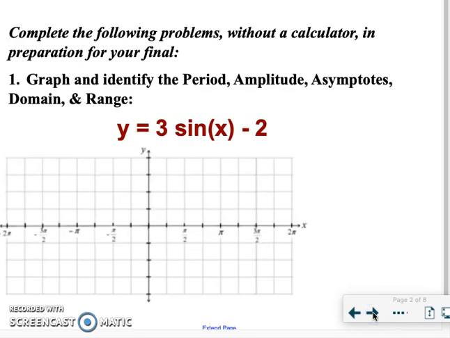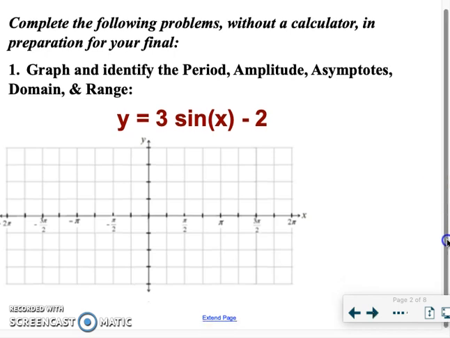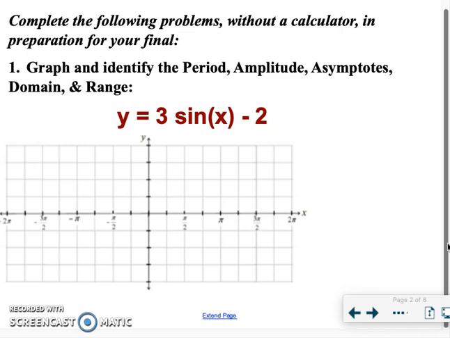If we take a look here, the directions say to complete the following without a calculator in preparation for the final. So number one is telling us to graph and identify the period, amplitude, asymptotes, the domain, and the range. So if we were to begin a problem like this, and obviously we can see that it's a trig function that we're going to be graphing, where we need to begin is with identification of A, B, C, and D.